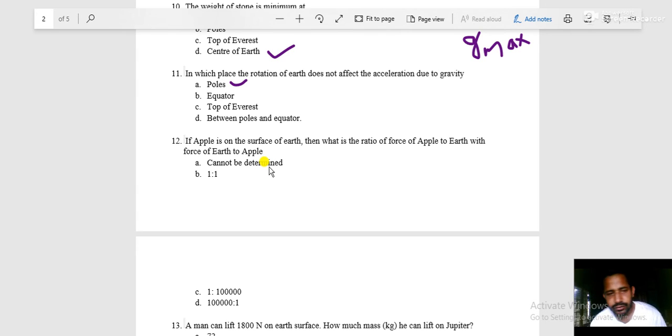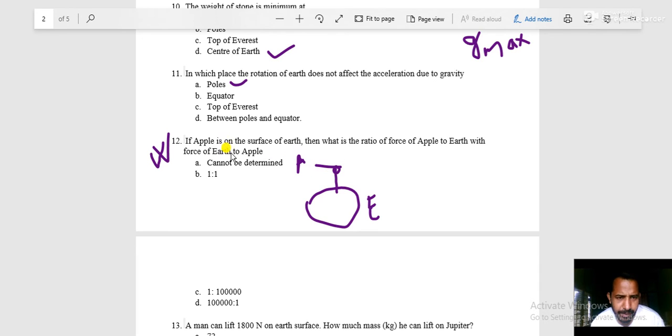Okay, I want to solve till this question number 12, and this is quite a good question to think about. If an apple is on the surface of the earth, so this is the earth and this is the small apple, the apple also feels the force of gravity towards the earth.